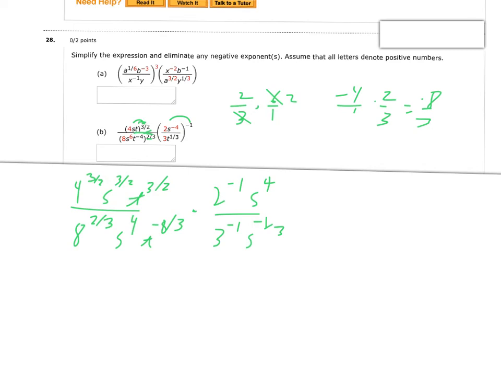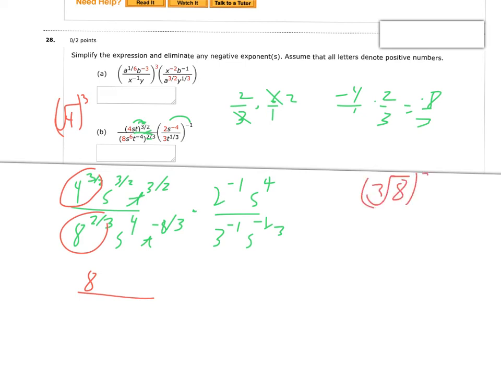Okay, next thing I like to do, I'm going to take care of all these numbers here. So this one will be the square root of 4 to the 3rd. And so the square root of 4 is 2, and 2 to the 3rd is 8. So I'll put that here. 8 to the 2/3 is the other direction with it. So the cube root of 8 squared, and so that's actually 4. And then I'm going to move all my negative exponents here. So these are all going to stay put.